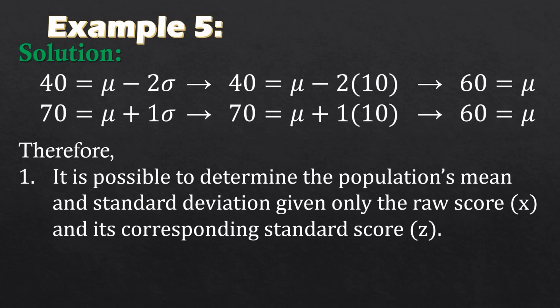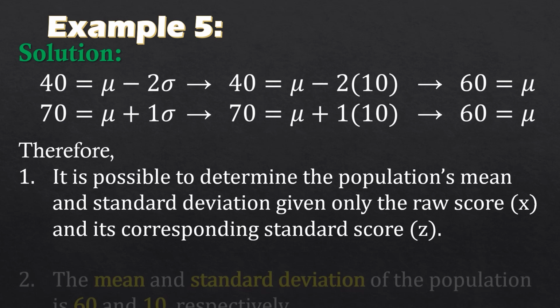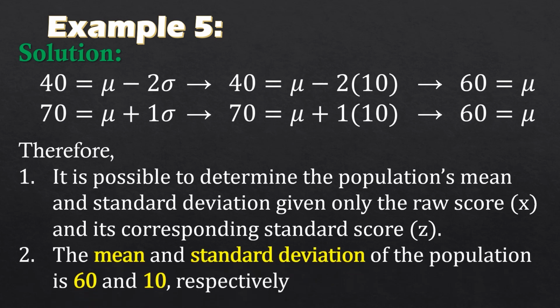Just make sure that you have 2 or more equations if you have 2 or more unknowns. The obtained values for the mean and the standard deviation of the population are 60 and 10. So we have 60 for the mean and 10 for the standard deviation. So that's it for our lesson 7, which is about the conversion of the normal variable to the standard normal variable.